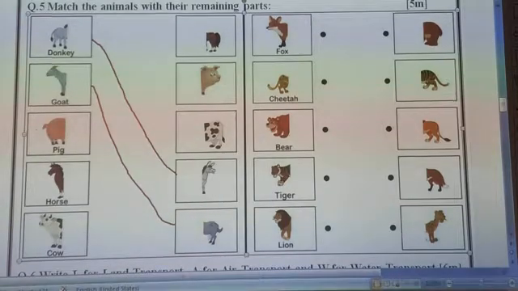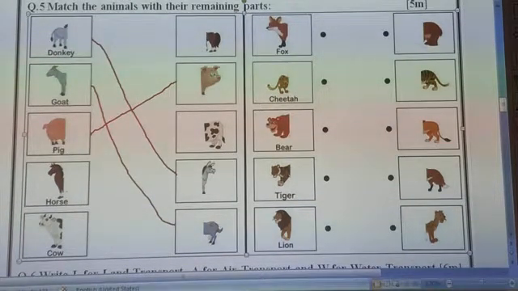Next is, this is pig. This is half part of pig and look at in this line, where is the remaining part of pig? Yes, this is here, second number. So we have to match half part of pig with remaining part of pig. So let's match half part of pig with remaining part of pig.